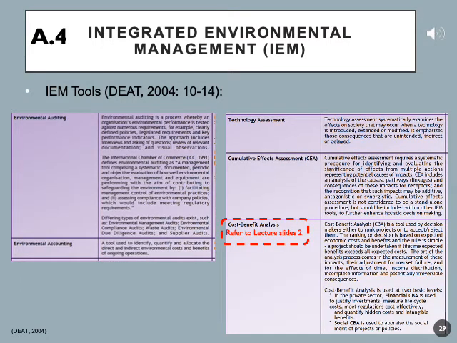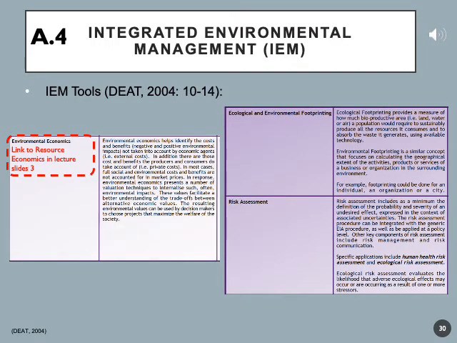And then we can look at environmental auditing or environmental accounting, technology assessments, and cumulative effects assessment, which is an interesting one as well. This one requires a systematic procedure for identifying and evaluating the significance of effects from multiple actions, representing potential causes of impacts. And then there's the cost-benefit analysis, which we already spoke about in lecture 2.